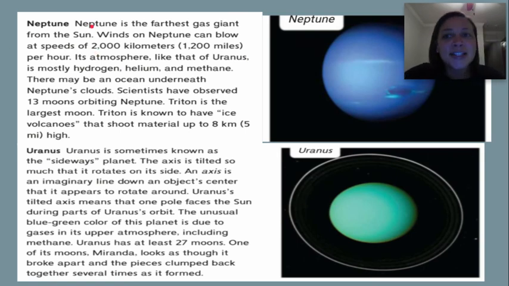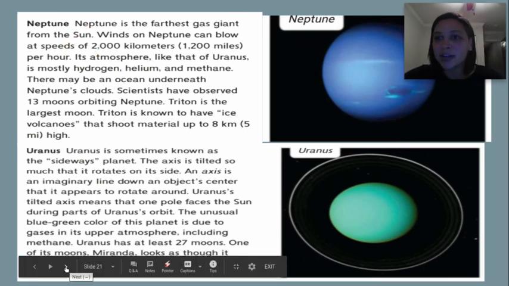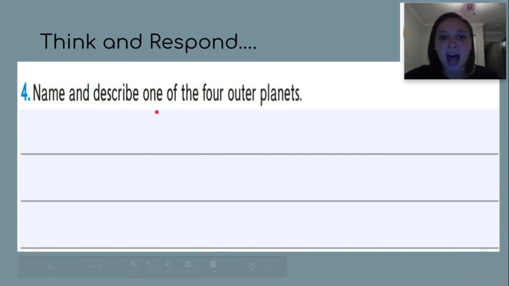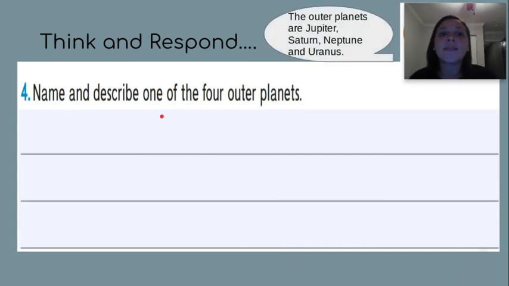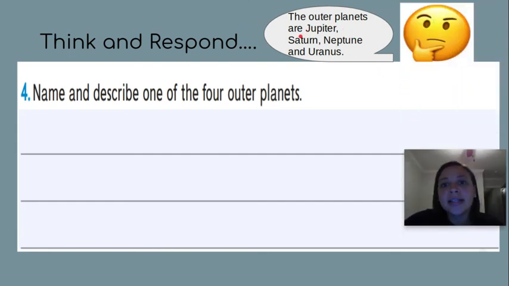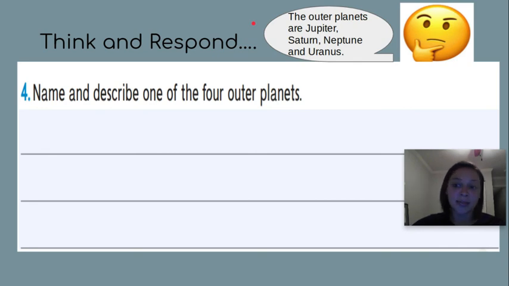Okay. So that is all of our planets. We learned about the inner and outer planets and all the characteristics. I want you to think and respond. It says, name and describe one of the 4 outer planets. So up here in the bubble, you have Jupiter, Saturn, Neptune, and Uranus, just to recap what we just talked about and read about. So I'd like for you to pause now and complete this activity. You can do it in your science copybook.